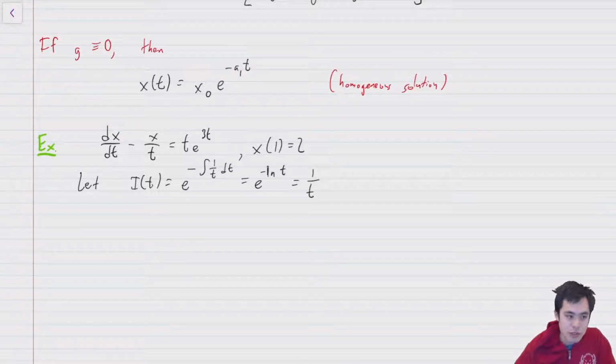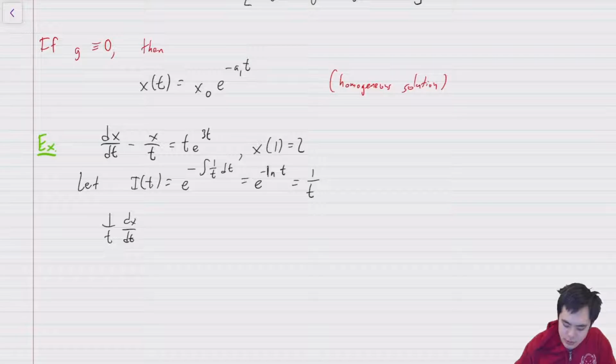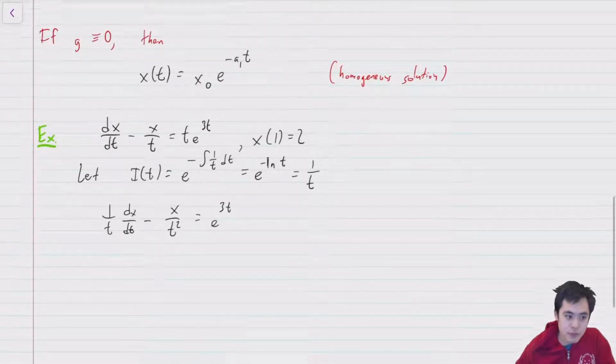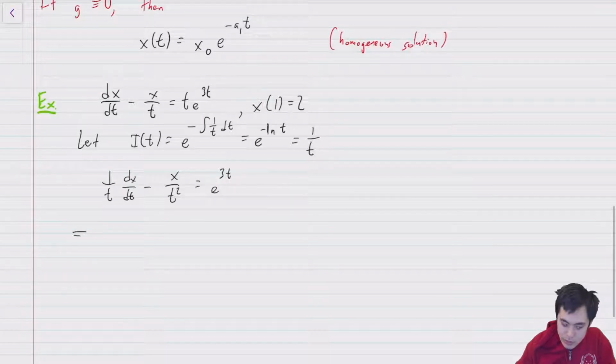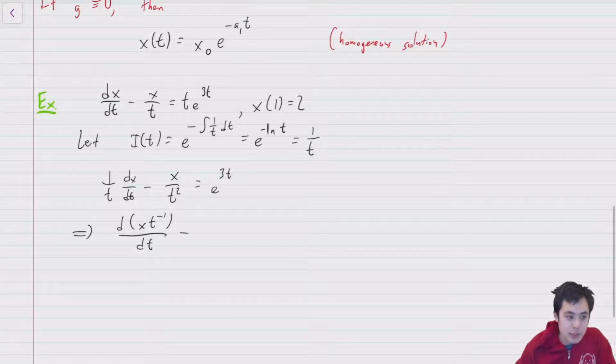So multiply both sides by this. We're doing this in the indefinite form. So we have 1 over t dx dt minus x over t squared is equal to e to the 3t. And this turns out to be an exact derivative. So this is d of x t inverse over dt is equal to e to the 3t.